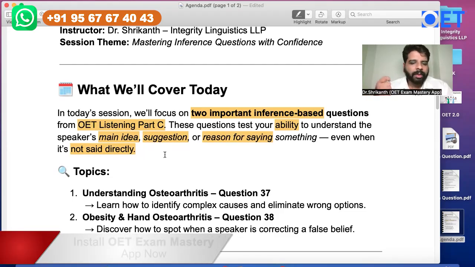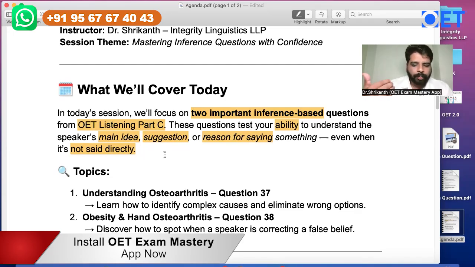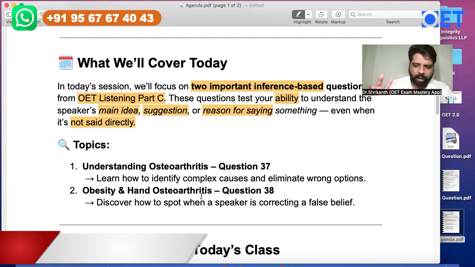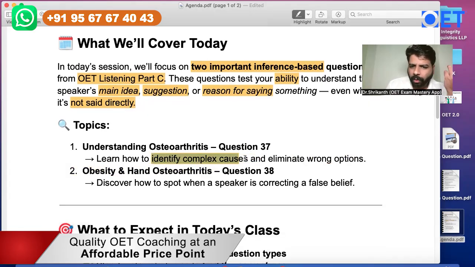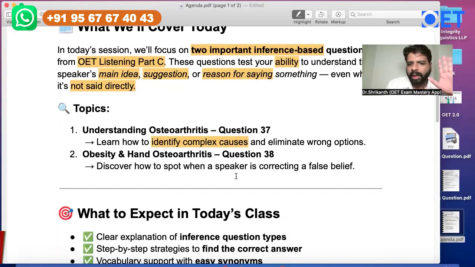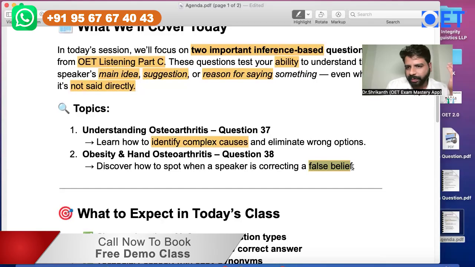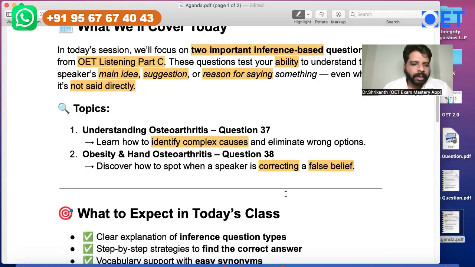It does not happen from day one. Progressively you will be able to develop the skill, so commitment and consistency is extremely important. We'll be talking about osteoarthritis. Two questions will be about osteoarthritis: how to identify complex causes and eliminate the incorrect answer options, and how a speaker is correcting a false belief. Correction basically means pointing out a mistake. In the 38th question, it is going to be pointing out a mistake, and when we do the question, you'll be able to understand.